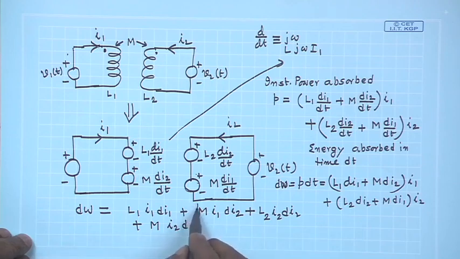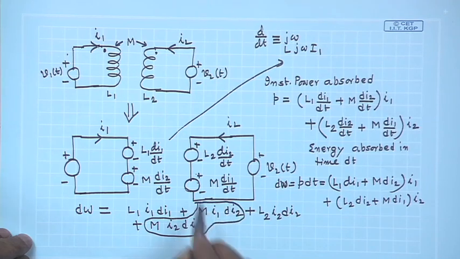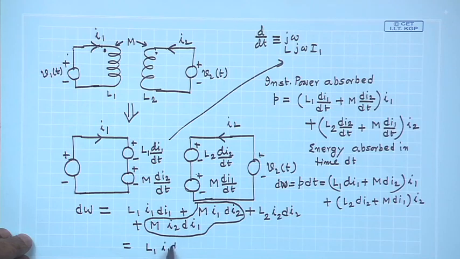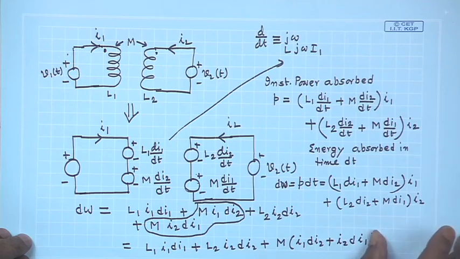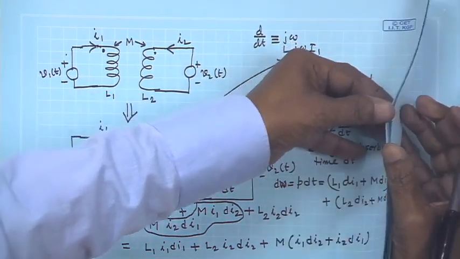Now, these two terms can be grouped together. So, this is L1 i1 di1, and then let me write the second last term first, that is L2 i2 di2, and then this one is M (i1 di2 plus i2 di1), like this I can write.